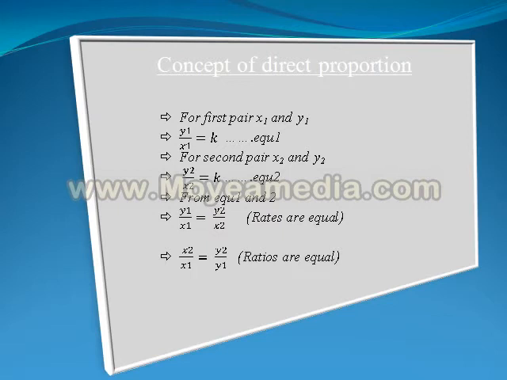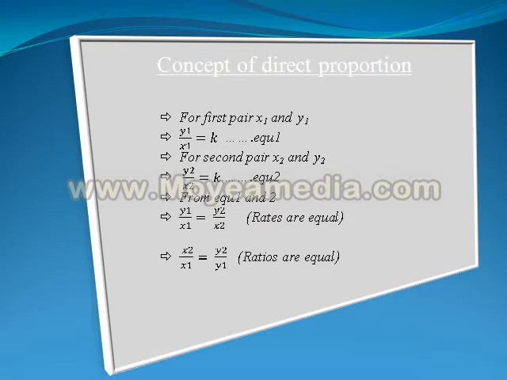If you want to call it k, you can call it any other alphabet. So equation 1 or equation 2, you can write it down. Since the right sides of both the equations are equal to the same number k, the left sides also have to be equal. So, as in front of you, y1 over x1 is equal to y2 over x2.